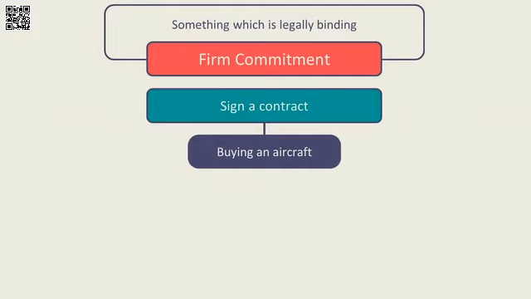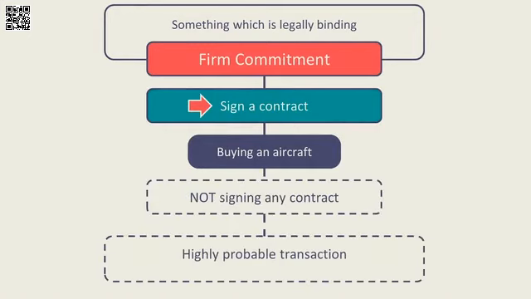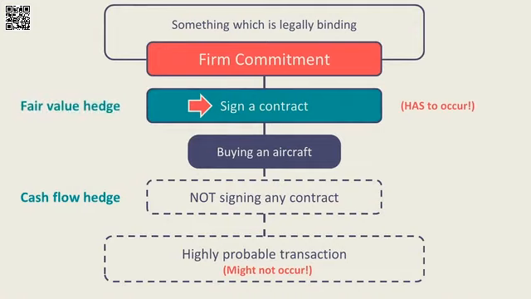Now notice therefore the difference between a firm commitment which is legally binding versus a highly probable future forecast transaction. A highly probable future forecast transaction may still not occur, but a firm commitment has to occur. So where we have highly probable forecast future transactions, we use cash flow hedges. But where we have a firm commitment, we can apply a fair value hedge.